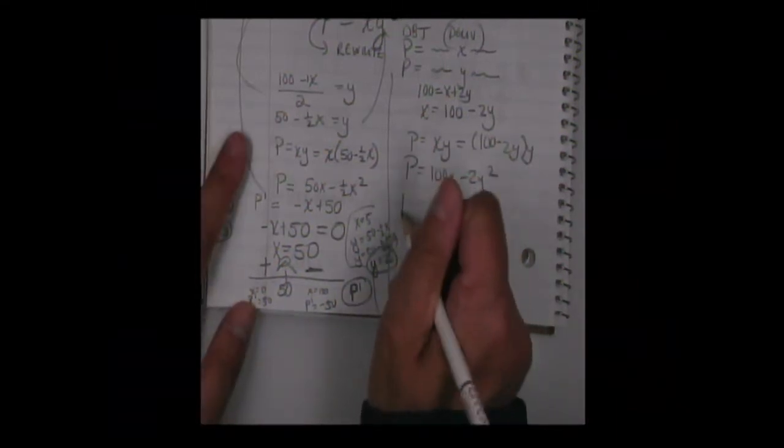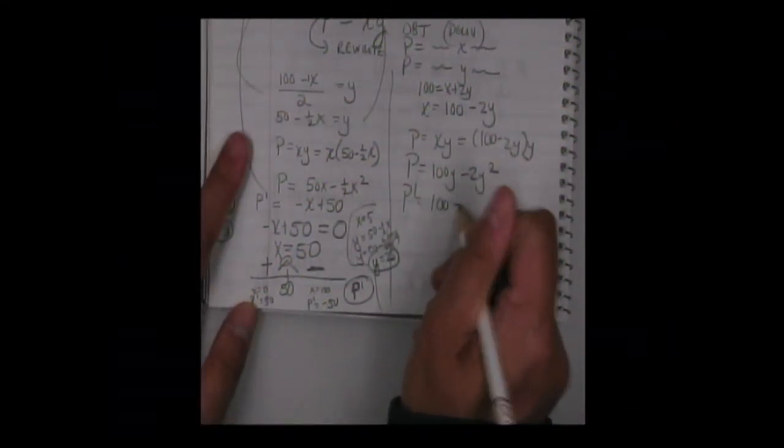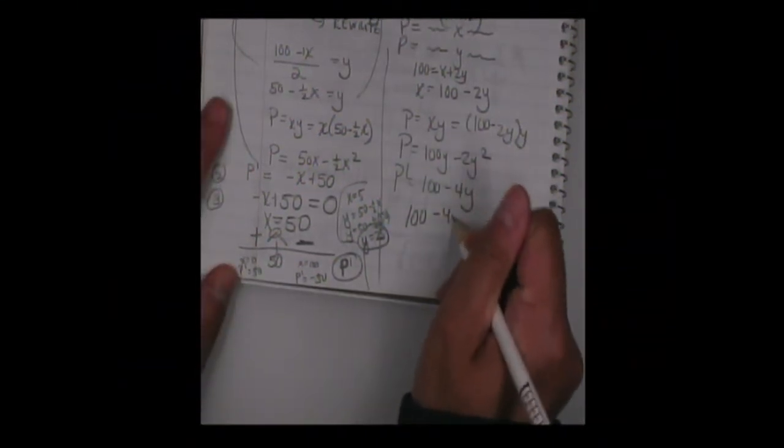And often students don't like the function with y's in it because you're just so used to x's, you'd much rather just have the y's gone out of the problem. But it works the same way. Take the derivative. 100 minus 4y. Set the derivative equal to 0. And you get y is 25, which is good because we hope that y gets 25 this direction as well.